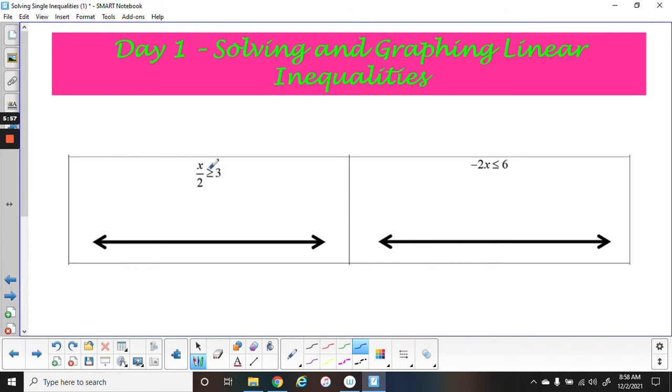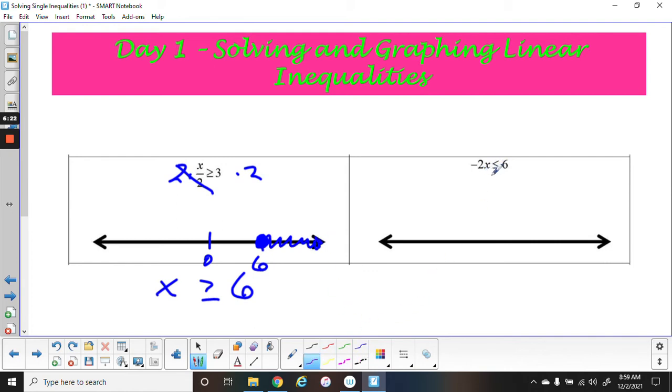Let's see, this one is x divided by 2. How do you get rid of divided by 2? You multiply by 2. So over there they cancel. We get x is greater than or equal to 6. So I go 0, 6. It's or equal to, so I'm going to color in the dot. And then I want greater than 6, which is B right there.